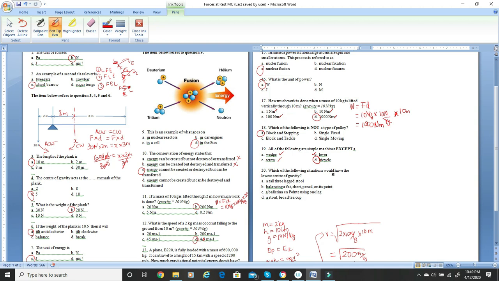Which of the following situations would have the lowest center of gravity? You gotta use the imagination now. A tall three-legged stool, balancing a fat sharp pencil on its point. This goes out one time. A ballerina on point using one leg. A stout, broad teacup. So remember, the lower center of gravity things gotta be short, and they also need to be broad. So this one has the best orientation to say that it would have the lowest center of gravity. For a piece of wind blow, this will be the least likely to fall or topple.